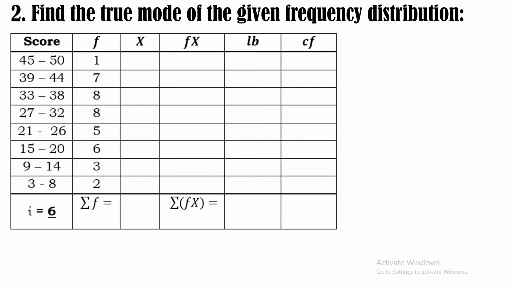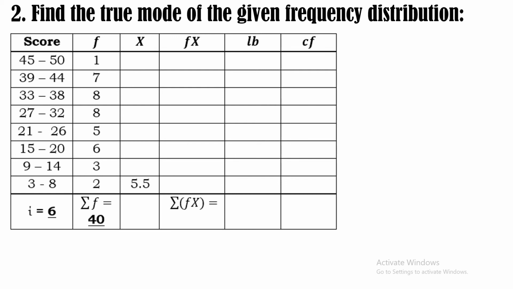Now, for the summation of f, we simply have to add all the frequency values, and that is equal to 40. Now, what is the class mark of the class interval 3 to 8? Very good. It's 5.5. So we have to add the upper limit and the lower limit, then divide the sum by 2. So 8 plus 3 is 11 divided by 2. So we have 5.5.